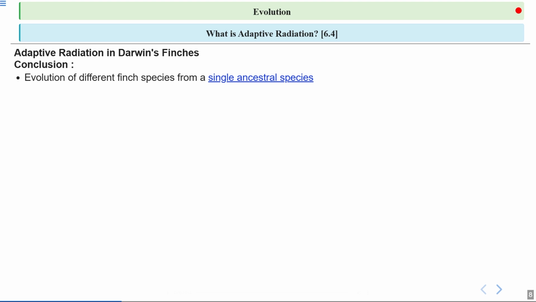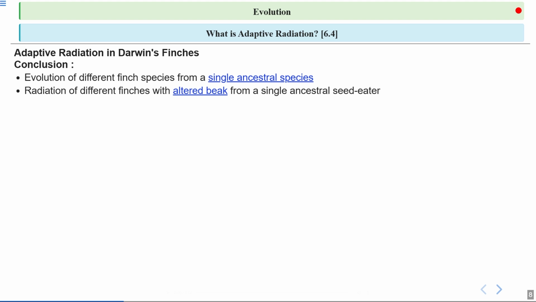Adaptive radiation means what? All these different species adapted to their environment and developed certain traits which helped them to survive in that environment. Clear? So these finches were radiating from a common ancestor.